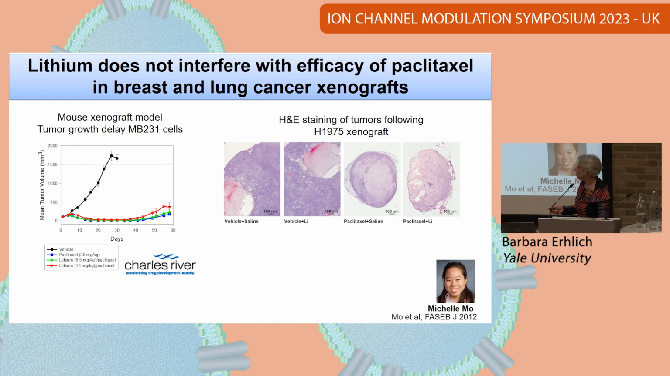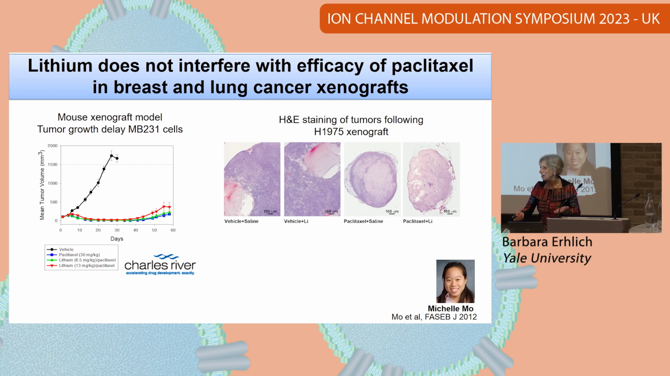And what you see here is you give a mouse a tumor. And after 30 days, if you don't treat them, the tumor gets so large you have to sacrifice the mouse. But if you pre-treat them with lithium, there's no difference in the ability to shrink the tumors. And that's shown that lithium alone doesn't make the tumors larger, and it doesn't inhibit the ability to shrink the tumors. Okay, lithium's a repurposed drug.